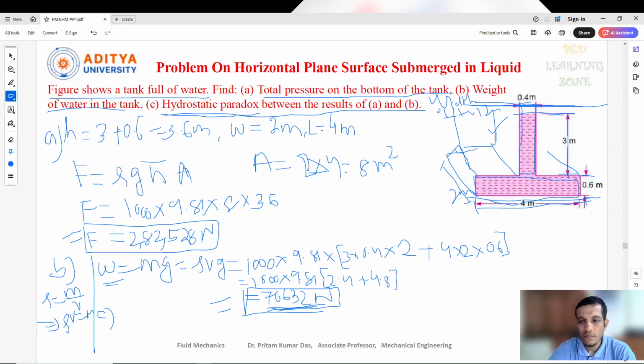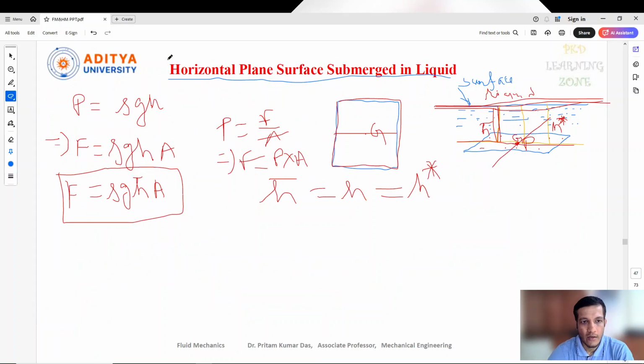Okay, so I hope you understood how to solve the problem and what is the concept of a horizontal plane surface submerged in the liquid.